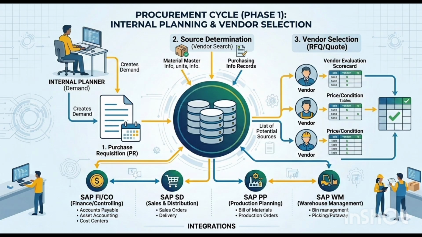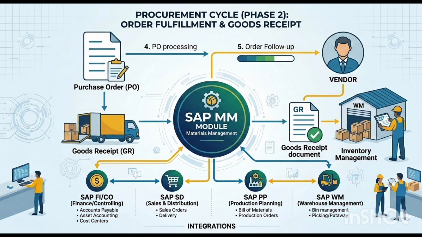So, number 2, order fulfillment and goods receipt. The second phase of the procurement cycle is external and physical. It is the moment when the plan becomes action, the commitment is made, and the physical goods arrive. This phase focuses on step 4 through step 6 of the original P2P loop.